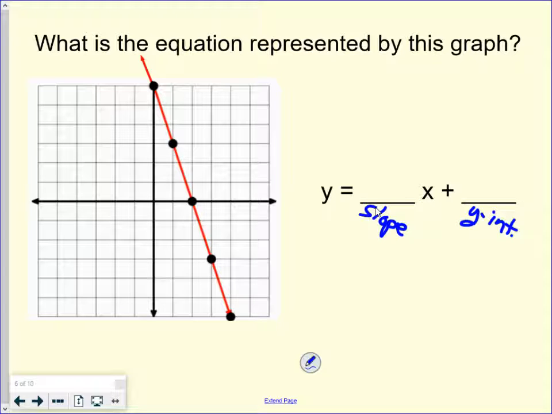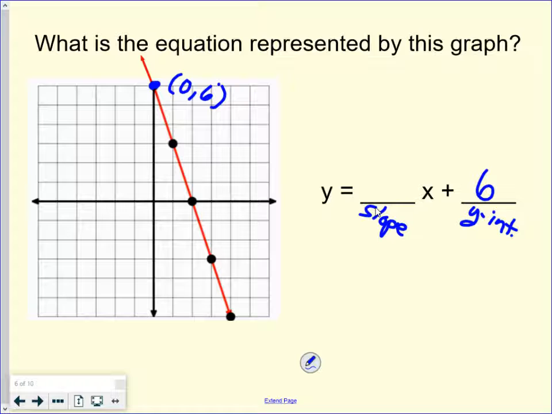The y-intercept is where the line crosses the y-axis. So on this graph, it crosses right up at this point: 0, 1, 2, 3, 4, 5, 6. This is the point (0, 6). So our y-intercept, where the line crosses the y-axis, is 6.